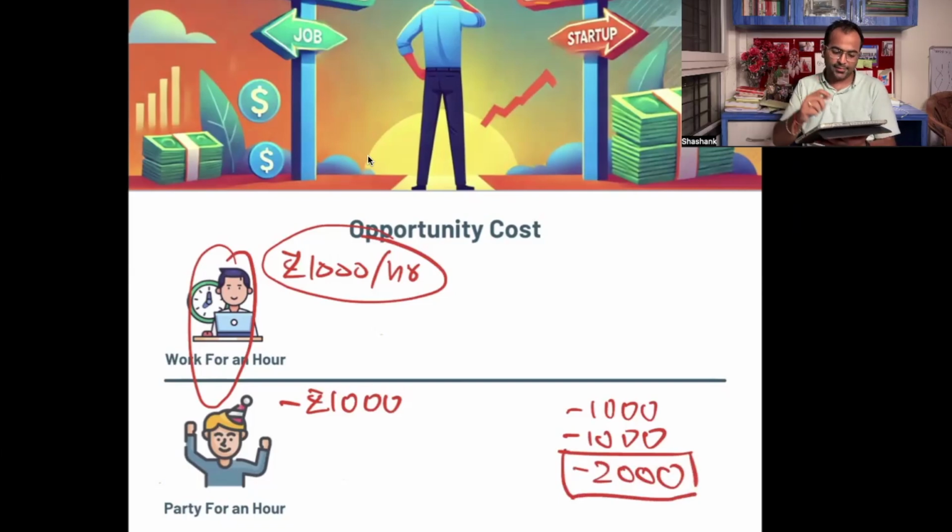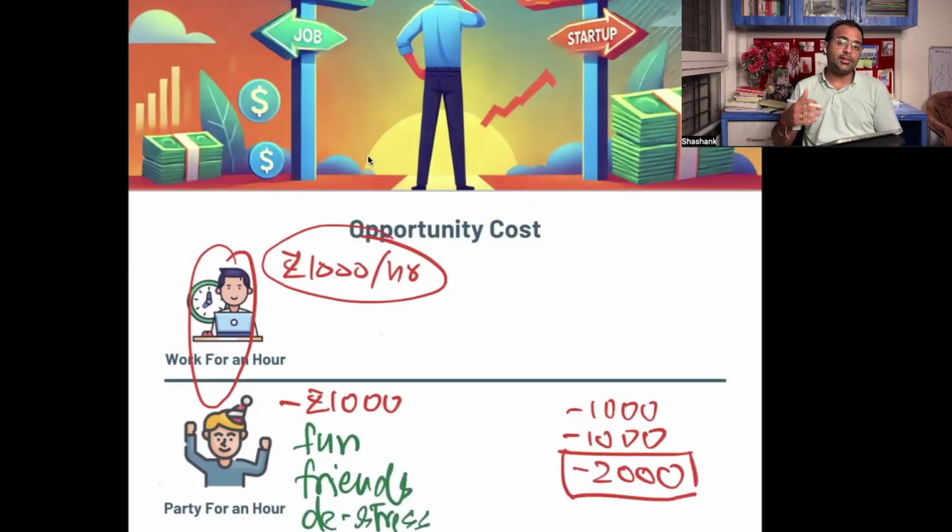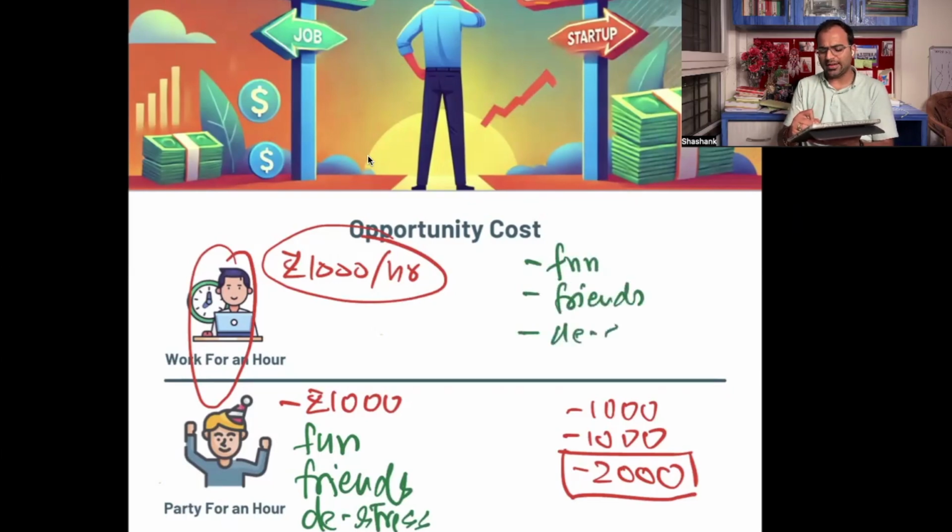However, on the flip side, if he's choosing to party and not work, he may have fun, he may get to meet his friends, and maybe it gets him to de-stress. So the opportunity cost of not partying for this particular person would be less fun, not meeting friends, and perhaps not getting de-stressed. Now it's up to this person to decide what option does he want to choose. If money is more important, in that case, partying would not be a good idea. If he wants to de-stress, have fun, then perhaps working would not be such a good idea. So this is one simple example. Let's go to the other one.